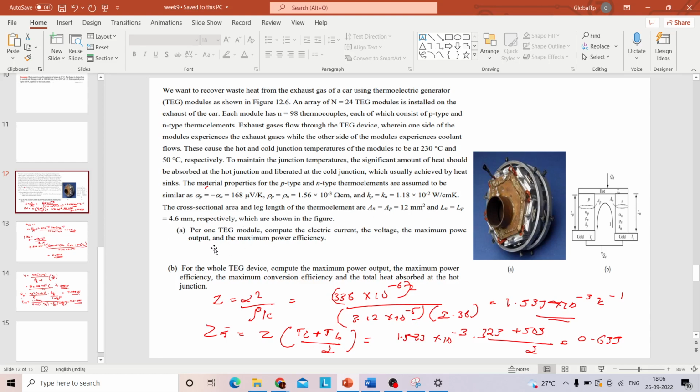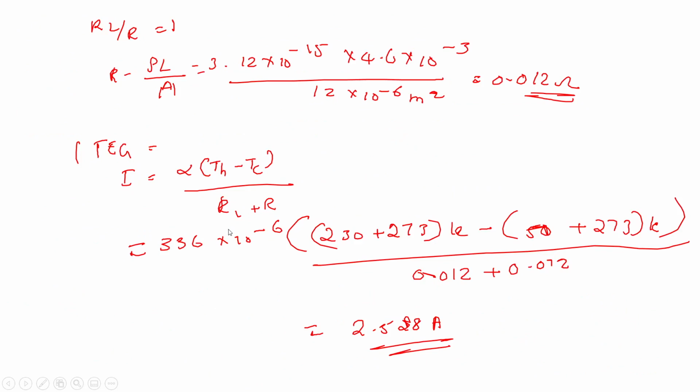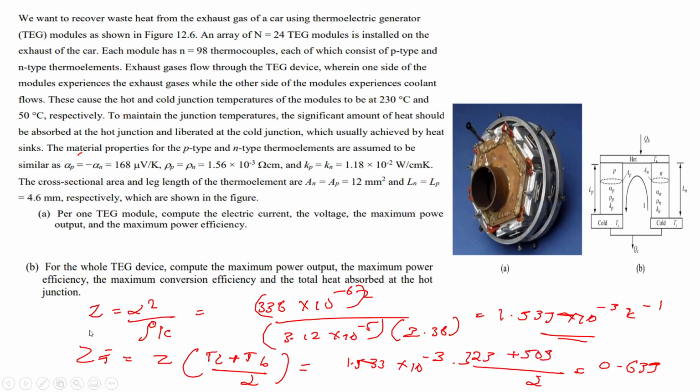So we have to find, per 1 TEG module, the electric current, the voltage, the maximum power output and the maximum power efficiency. For that, first we calculate the Z value, which is alpha squared by rho K. Substitute the values given here and you will get 1.53 times 10 to the power minus 3 per Kelvin. Then Z times T bar, with T bar being (Tc plus Th) divided by 2, gives Z T bar equal to 0.633.